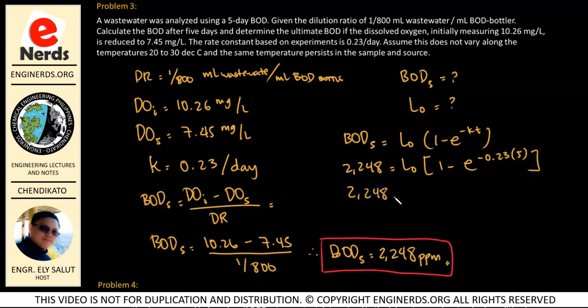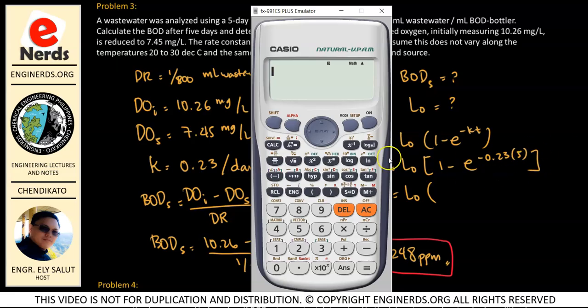So we have 2,248 is equal to LO times, calculate ulit natin ito. So, unahin natin yung exponent natin. So, we have negative 0.23 times 5. Okay, so that will be the exponent of our E. So, we have 0.3166. So, we have 1 minus our answer here. So, we have 1 minus our answer. So, we have 0.6834.